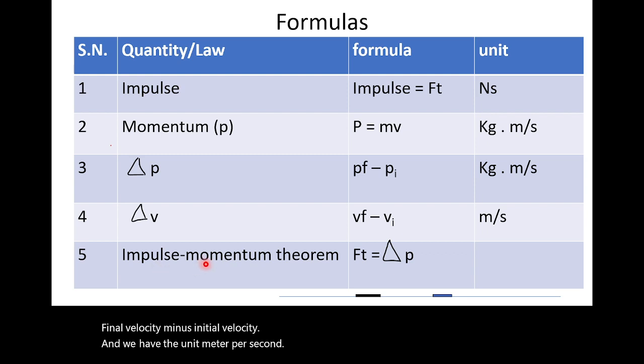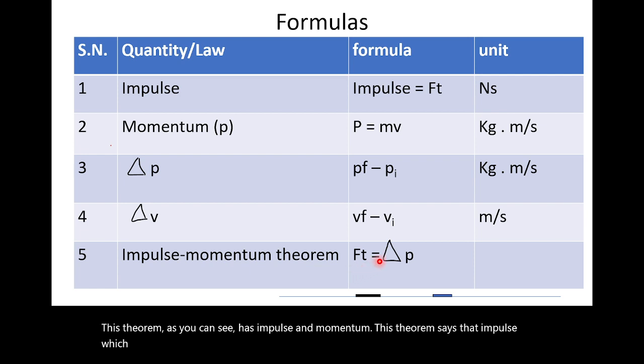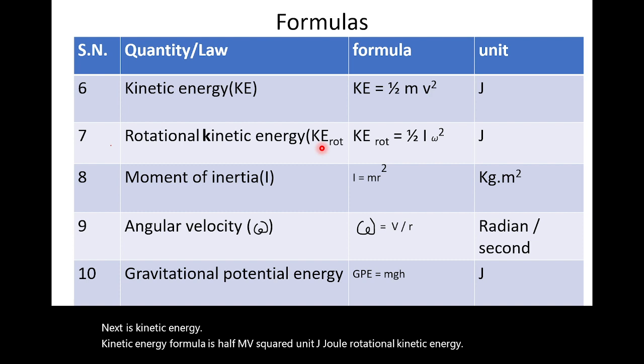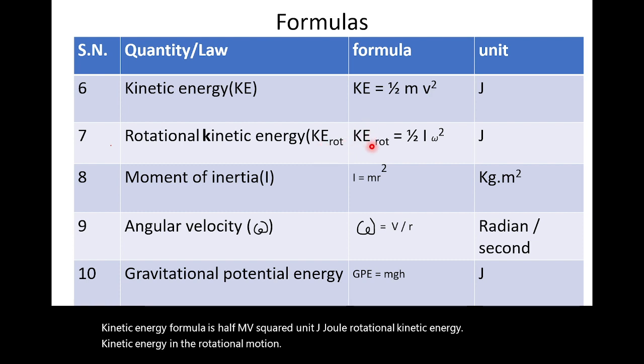Next is impulse momentum theorem. This theorem, as you can see, has impulse and momentum. This theorem says that impulse, which is Ft, equals change in momentum. Next is kinetic energy. Kinetic energy formula is half mv squared, unit J, joule. Rotational kinetic energy, in the rotational motion, KE rot equals half I omega square and the unit is joule, J.